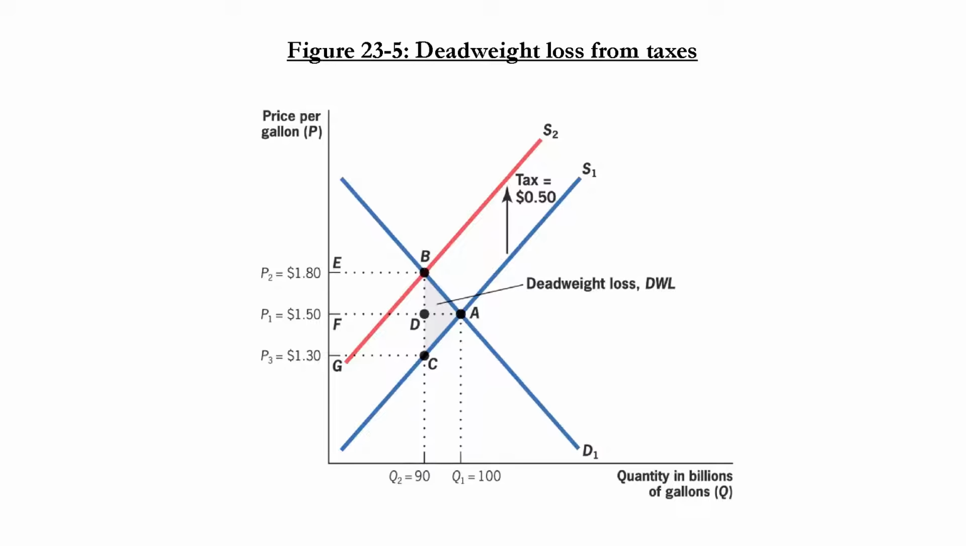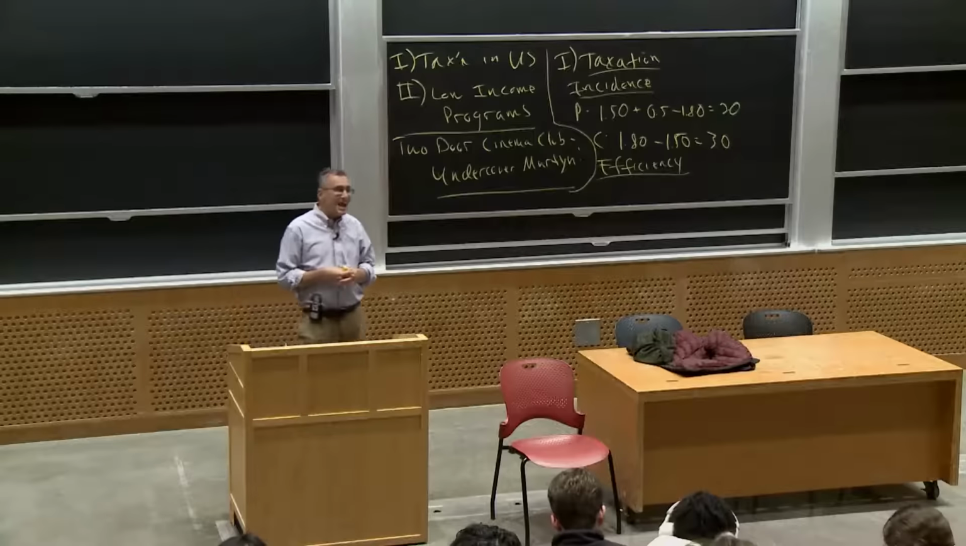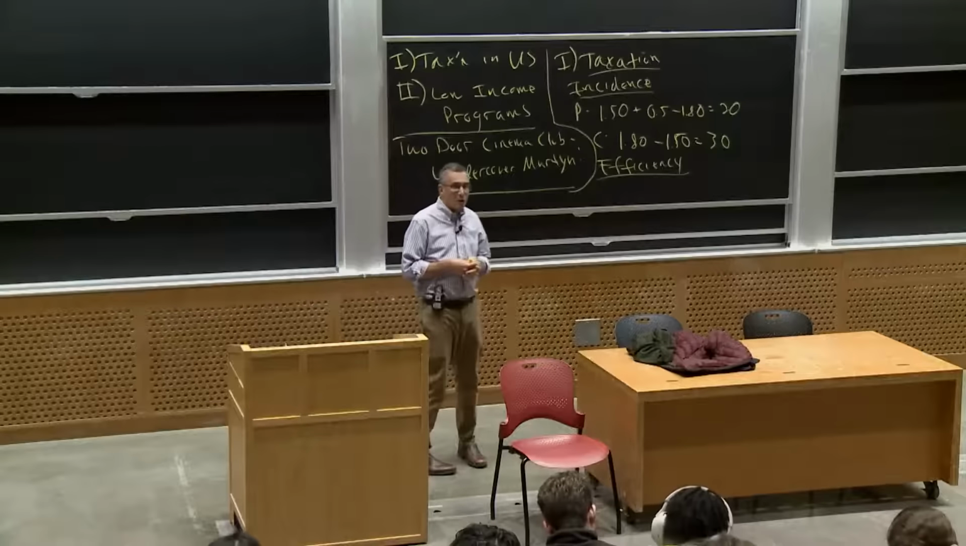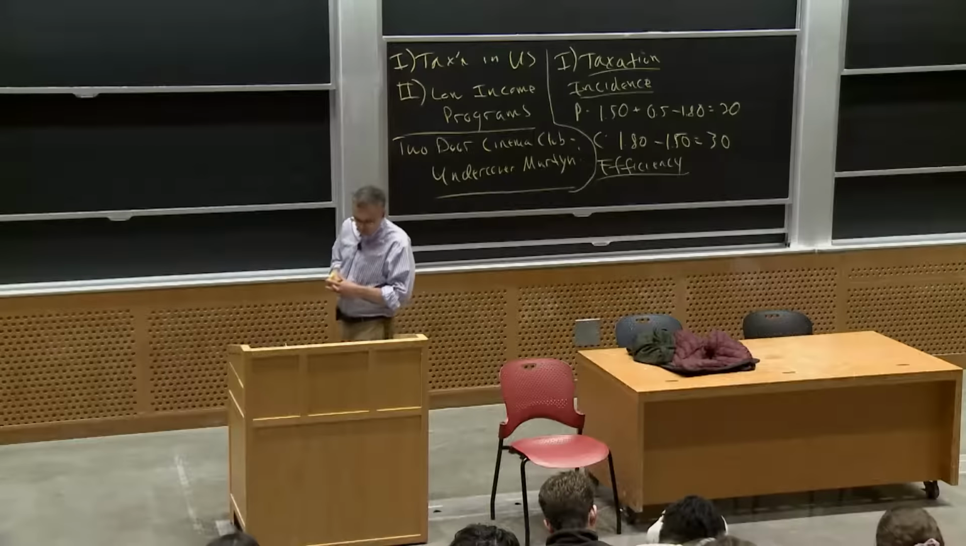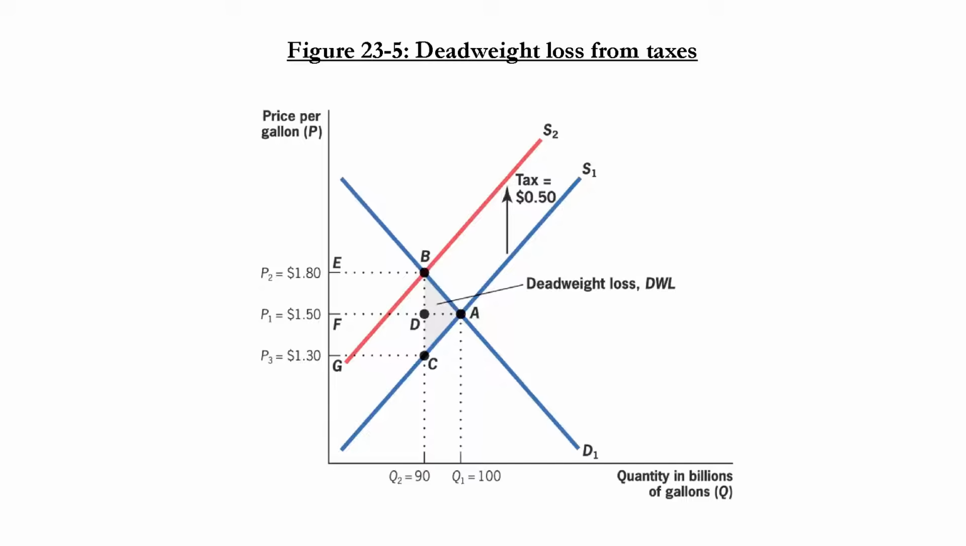if you look at it, consumers used to have the consumer surplus of the area above the $1.50 price line and below the blue demand line. Producers used to have producer surplus of the area below the $1.50 price line and above the blue supply line. Now the quantity has shrunk. We've reduced consumer surplus and producer surplus.